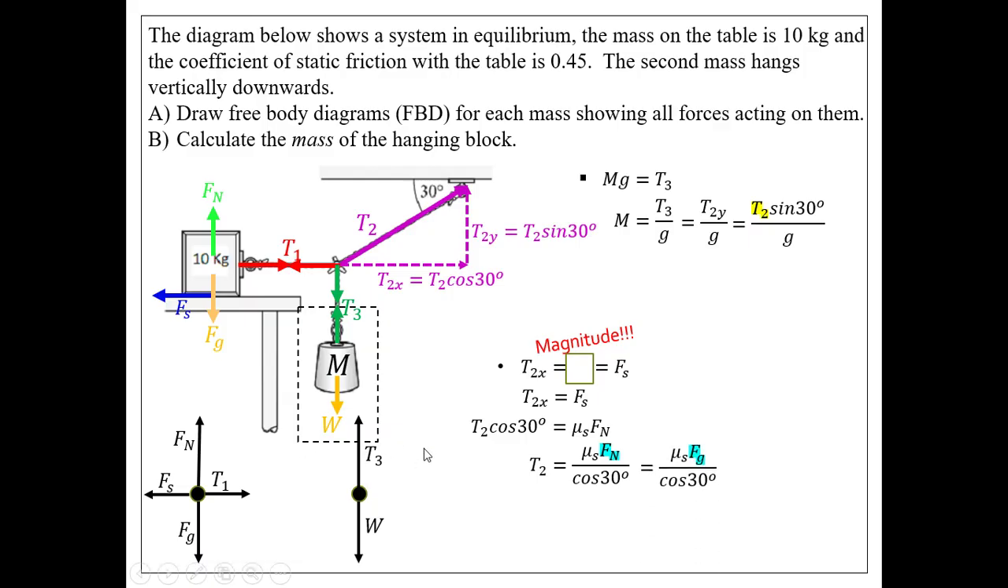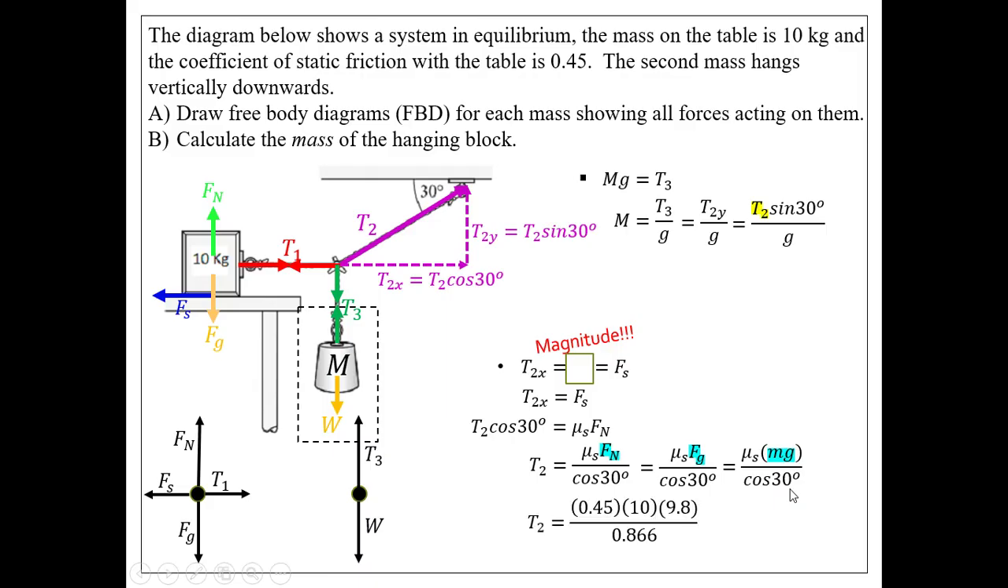So I'm just going to make another substitution. Instead of F of n, I'm just going to substitute out for F of g. But I highlight this F of g because you're looking at the 10 kilogram block, okay? All right, other than that, you can substitute out F of g for mg because by definition, F of g is just mass times gravity. And as you can see here, you have everything. You know mu s is 0.45. You know the mass of the block sitting on the table is 10 kilogram. G is 9.8, and cosine of 30 again is just a number.